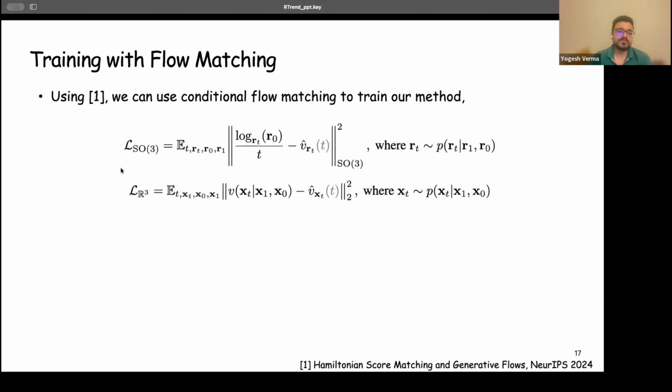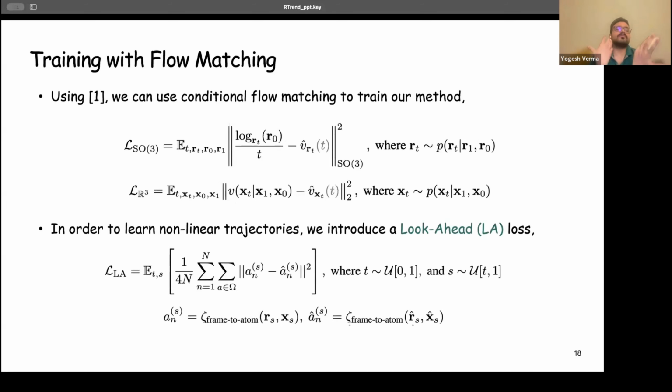We have two losses, the SO3 loss and the R3 loss. This velocity is given by our unfolding process, v of xt given x1, x0, from the former simulation. And this velocity is by the simple SO3 flow. One of the differences that we have with respect to the linear diffusion flow is that our trajectories are not linear in nature, because we are following a certain potential.